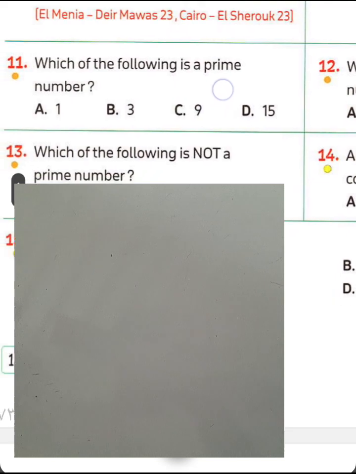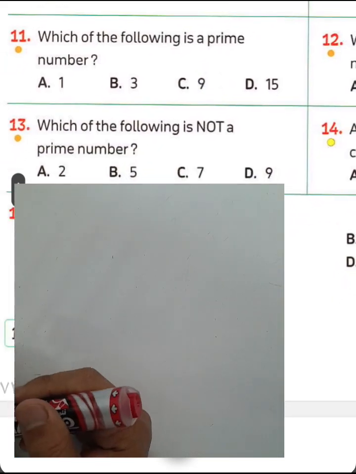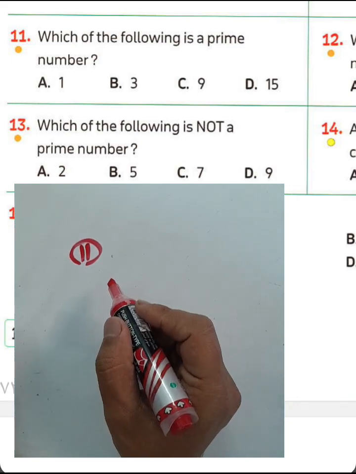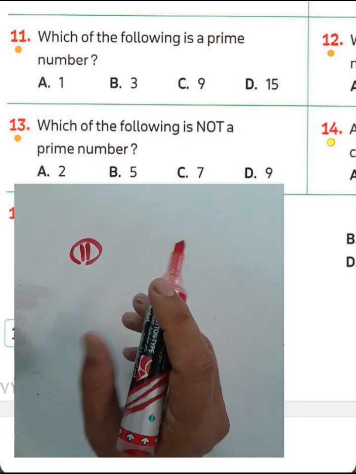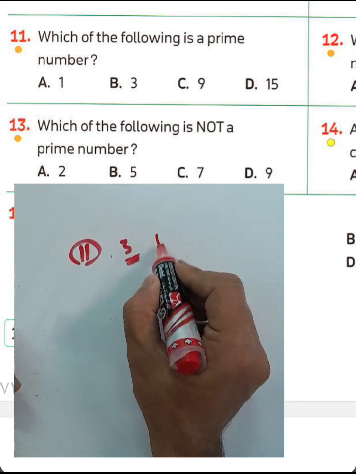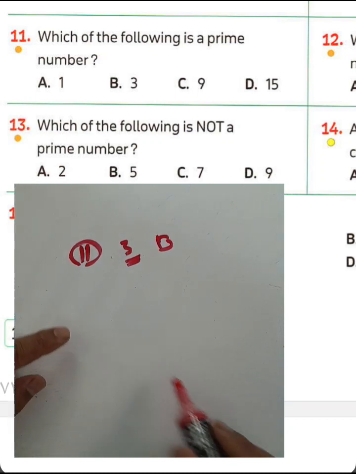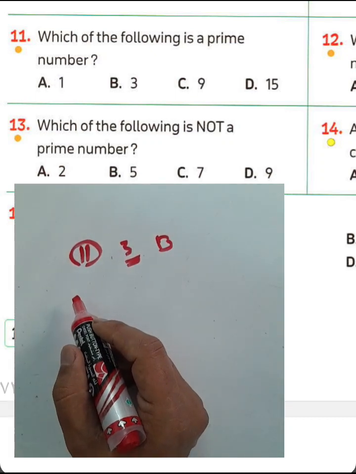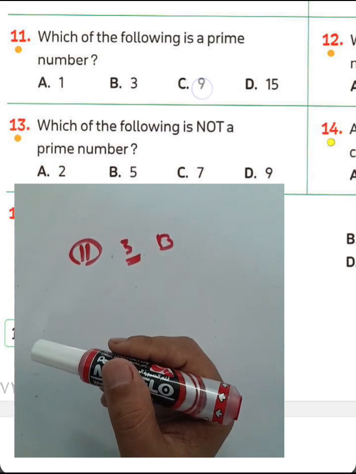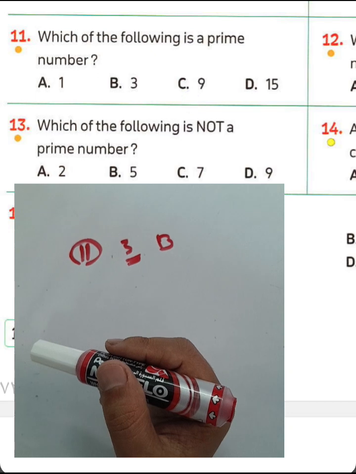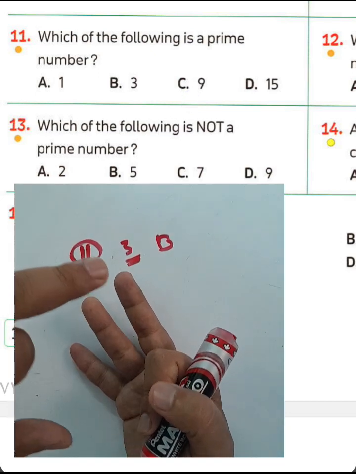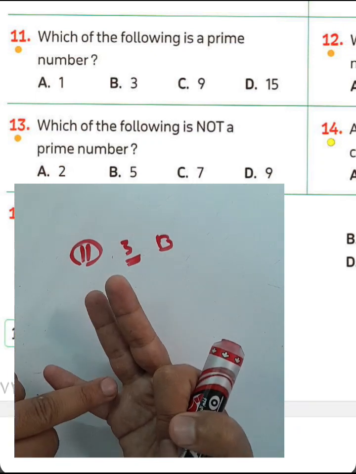Question 11. Which of the following is a prime? The prime number has only two factors, it can be divided by itself and one only, such as 2, 3, 5, 7. So the answer here will be 3. Choose letter B. 1 is not a prime number because 1 can be divided by itself only. 9 is not a prime number because 9 can be divided by itself, 1, and 3. It has 3 factors. So 9 has 3 factors.